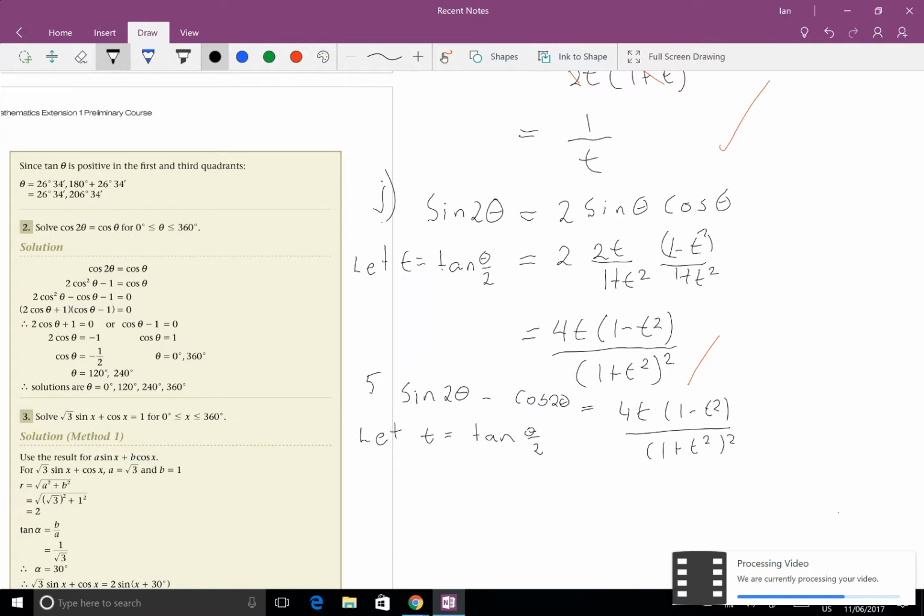And if we look back here at what we did in question 1J, we can see we said sine 2 theta equals 2 sine theta cos theta. We substituted sine theta in and cos theta in, and we multiplied the top and got 4t outside of 1 minus t squared, and we multiplied the bottom and we got 1 plus t squared all squared. So there's our sine 2 theta.